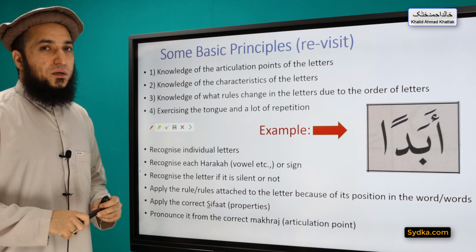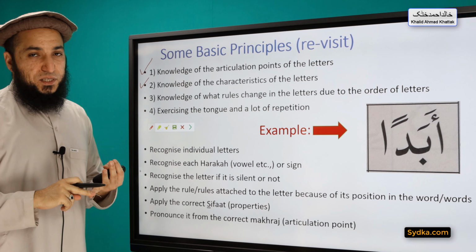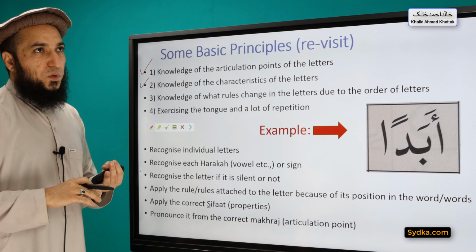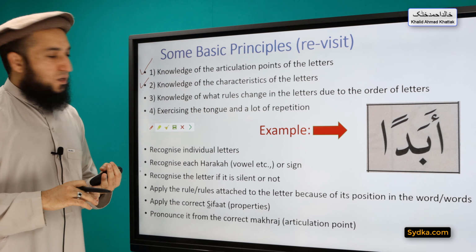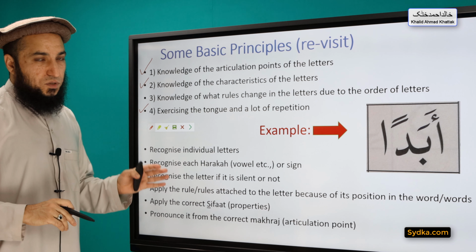So the first one is we need to have the knowledge of articulation points for each letter. The second one is we need to know the characteristics of each letter, sifat of each letter. We have studied only a few of them so far, but we will study the rest in advanced level. The third one is the knowledge of rules attached to individual letters because of their position in a word or words. The fourth one is exercising the tongue and a lot of repetition. So if we are given a word, we have to apply these steps to make our reading or recitation easy.